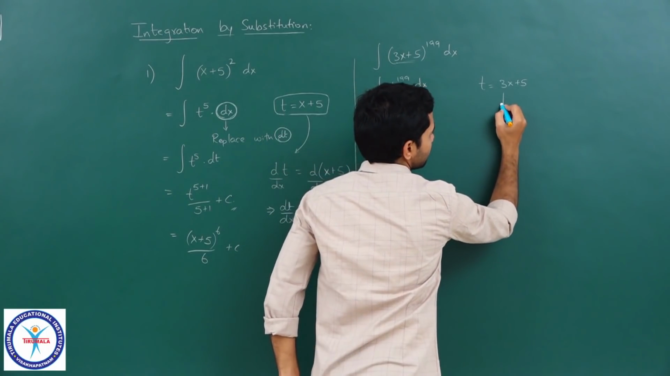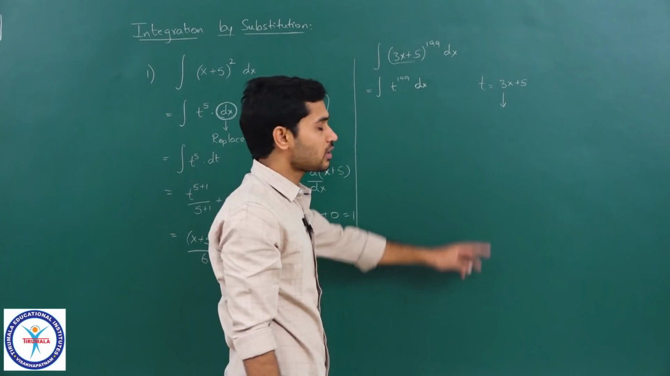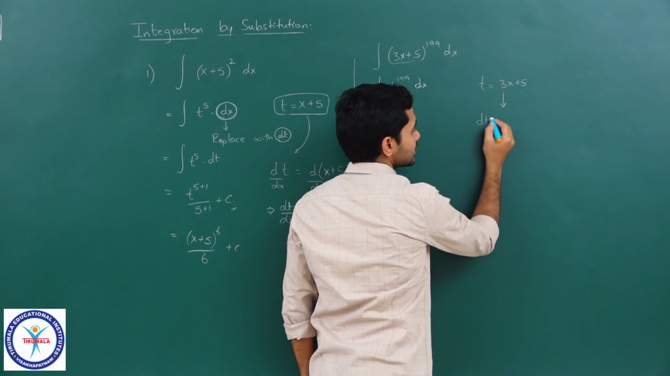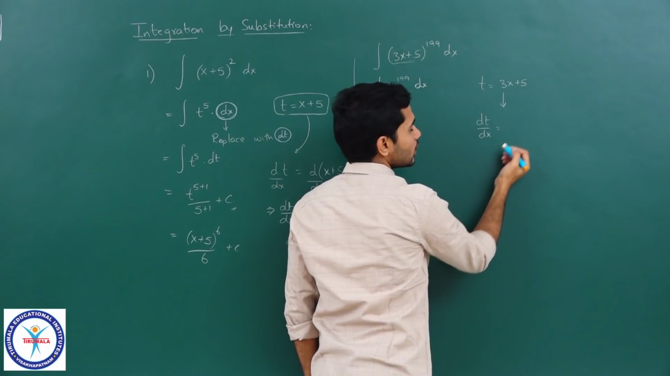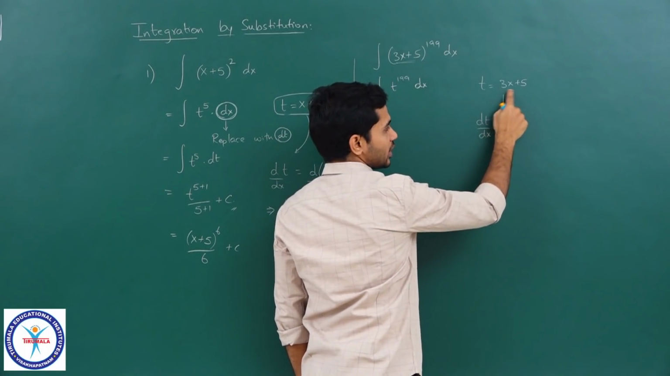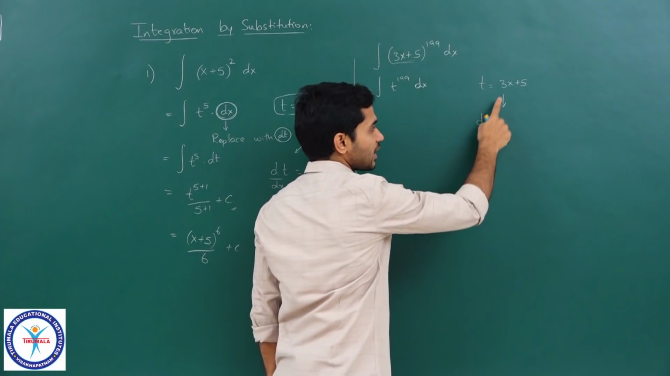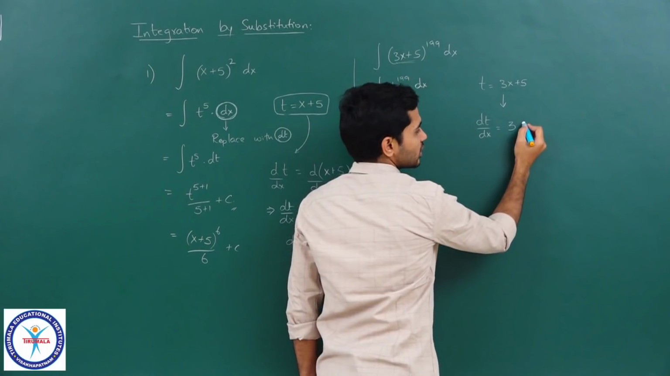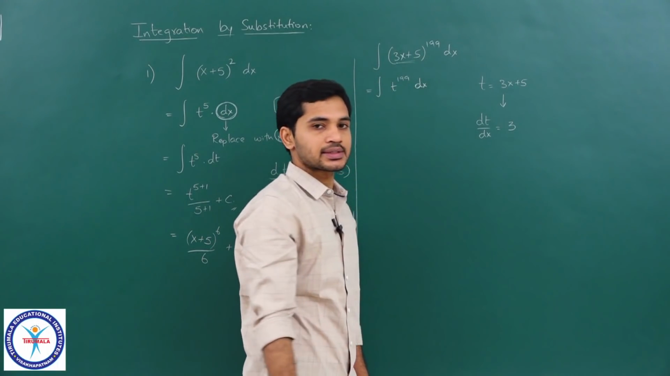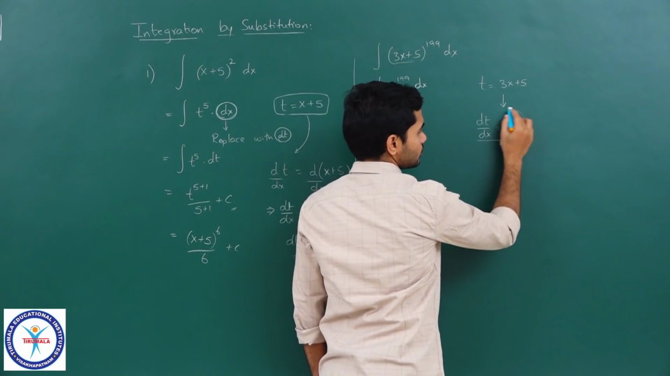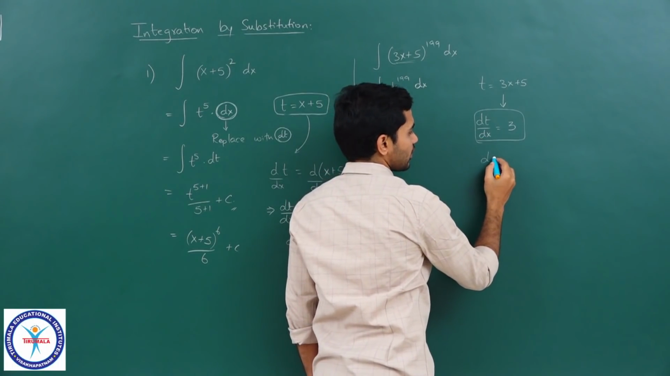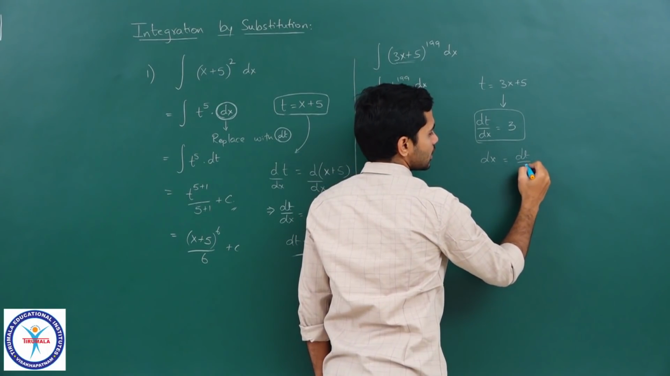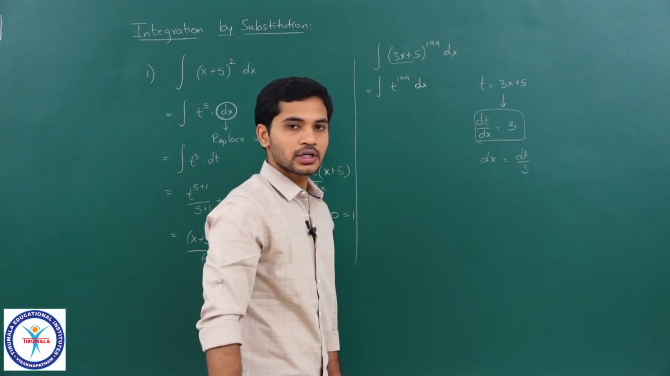First, let us find the relation between dt and dx, clear. So, we know how to do that. I will differentiate this with x on both sides. So, I get dt by dx is equal to d by dx of 3x. You know the value of that, right? What is the derivative of 3x with respect to x? It is 3. And what is the derivative of 5 with respect to x? 0. So, this would be the relation, which means from here I would be getting the value of dx as dt by 3. Clear?